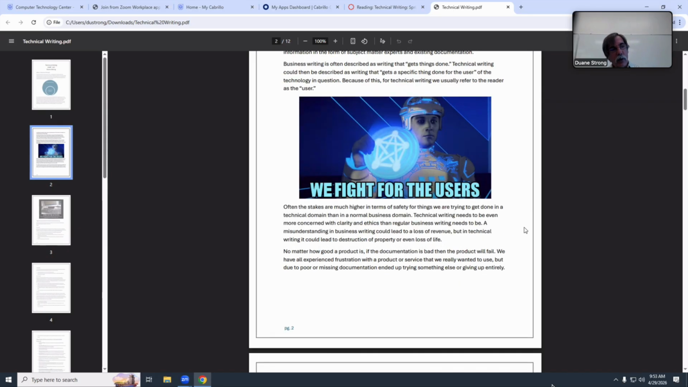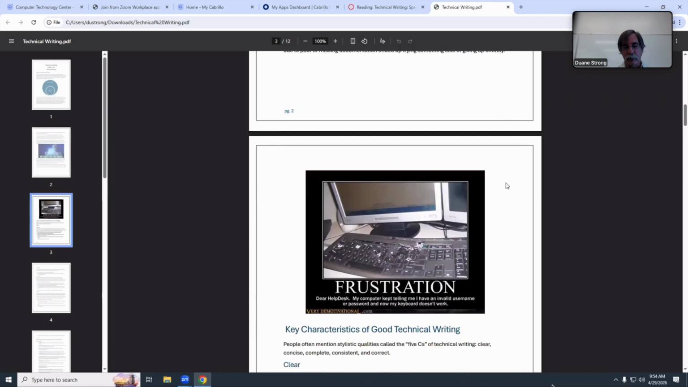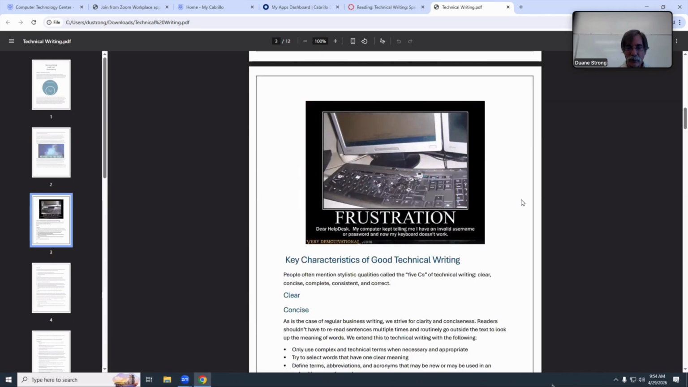So no matter how good a product is, maybe it's the best product ever, if the documentation is bad, the product's going to fail. And I'm sure we've all had an experience with a product or service that we really wanted to use, but because the documentation was either non-existent or very poor, it was so frustrating that we ended up trying something else. Here's my little picture about that. Dear help desk, my computer kept telling me I have an invalid username or password. Now my keyboard doesn't work.